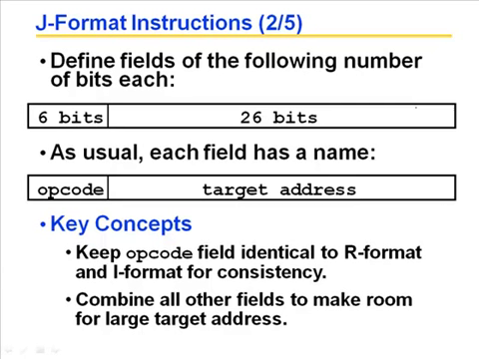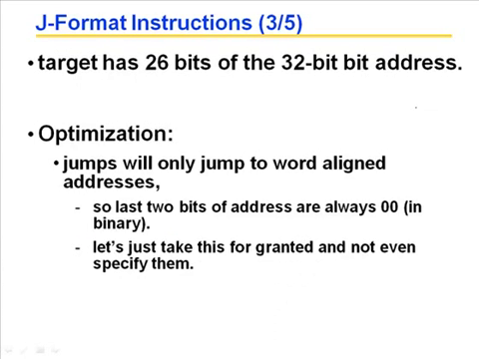So keep the op field identical to R format and I format for consistency, and combine all other fields to make room for a large target address, because if you're dealing with a 32-bit processor, you want to address things in 32 bits to get the maximum performance. So the target has 26 bits of the 32-bit address. So the optimization: jump will only jump to word-aligned addresses.